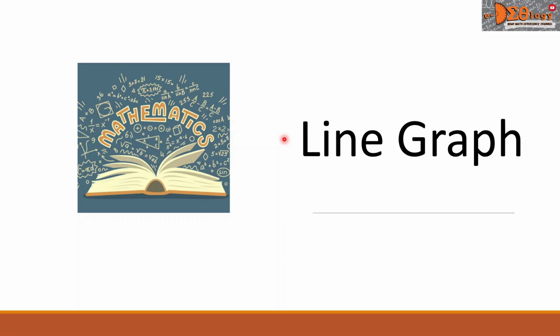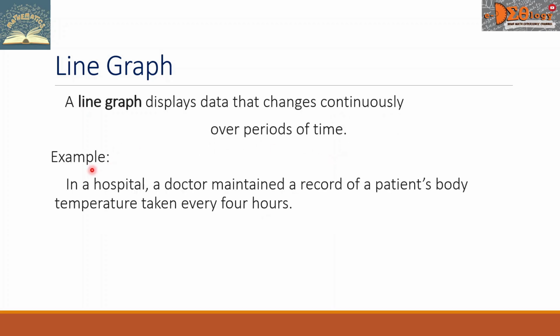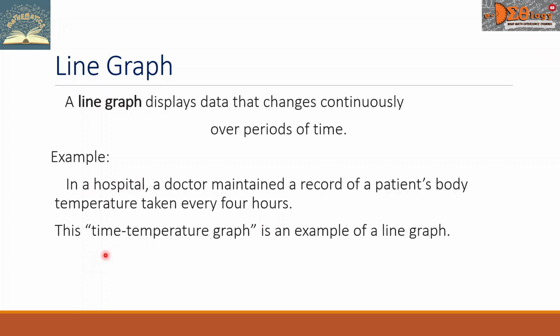Hi everyone. Today we're going to study line graph. A line graph displays data that changes continuously over periods of time. For example, in a hospital, a doctor maintained a record of a patient's body temperature taken every 4 hours. This time temperature graph is an example of a line graph.